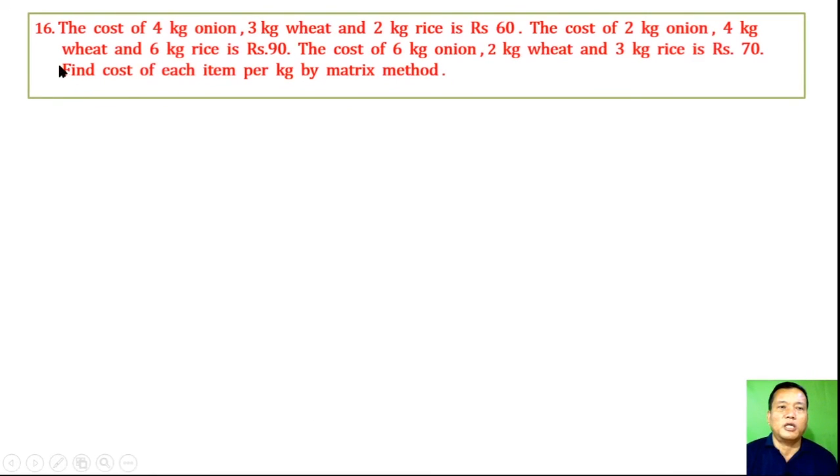Question number 16. The cost of 4 kg onion, 3 kg wheat and 2 kg rice is rupees 60. The cost of 2 kg onion, 4 kg wheat and 6 kg rice is rupees 90. The cost of 6 kg onion, 2 kg wheat and 3 kg rice is rupees 70. Find the cost of each item per kg by matrix method.